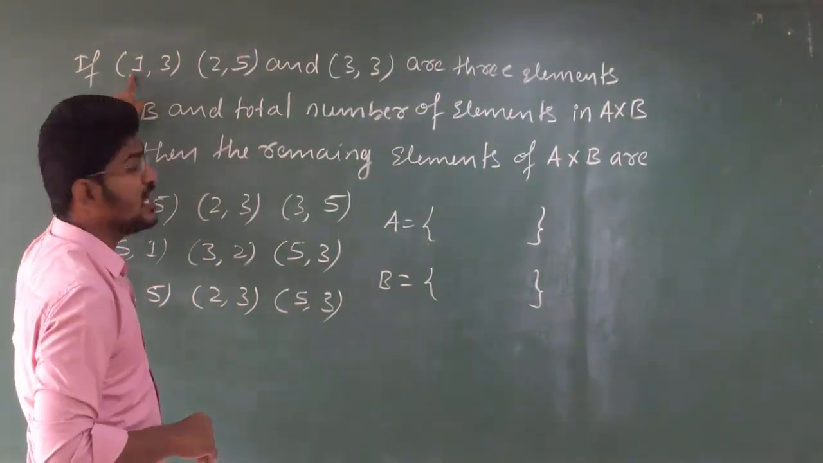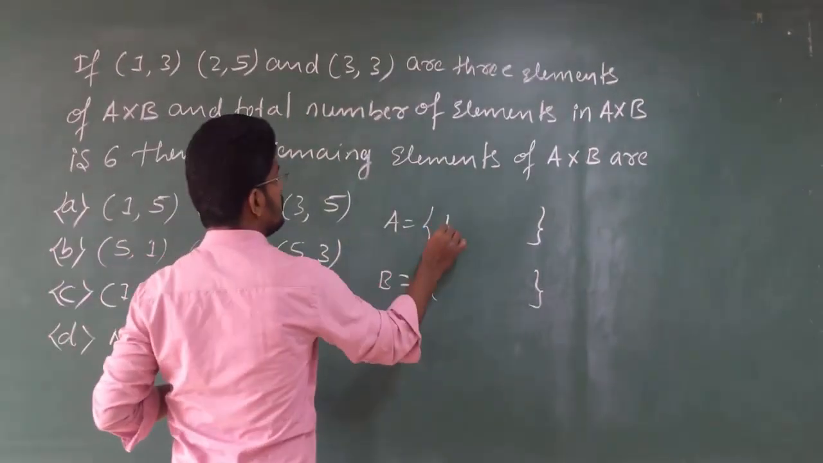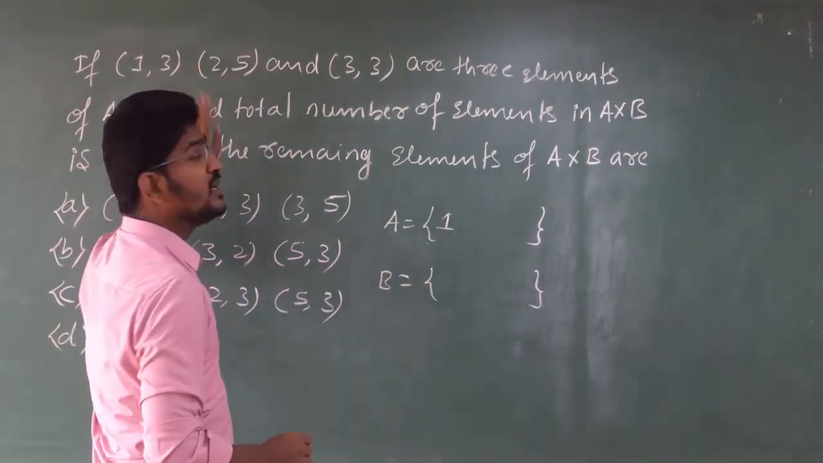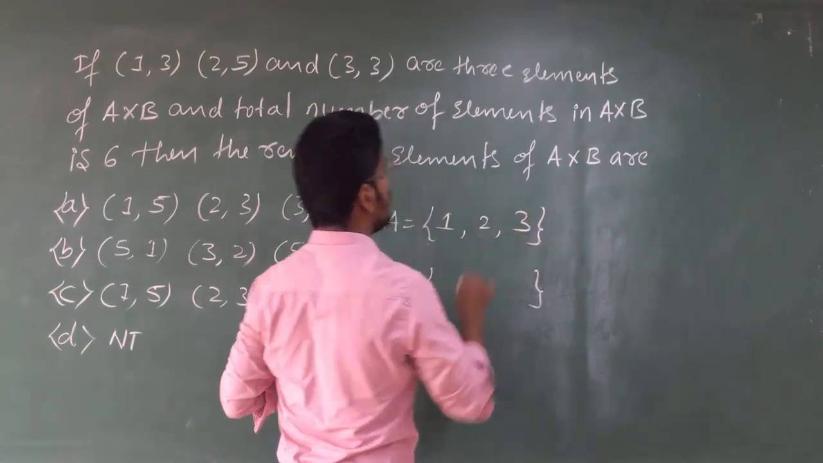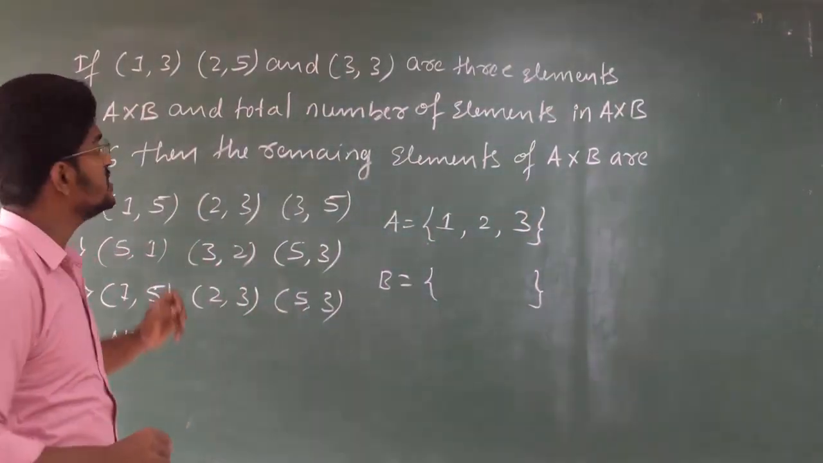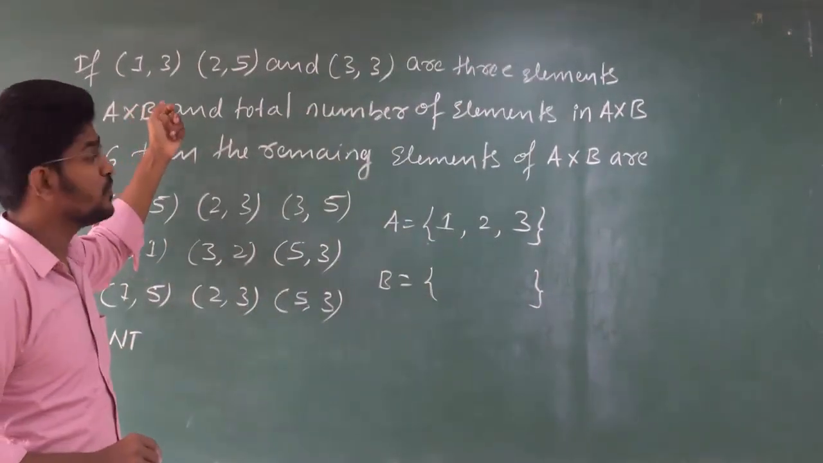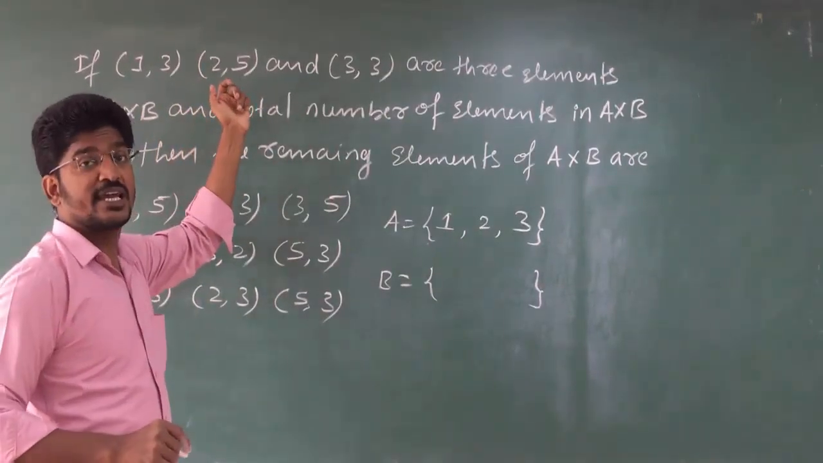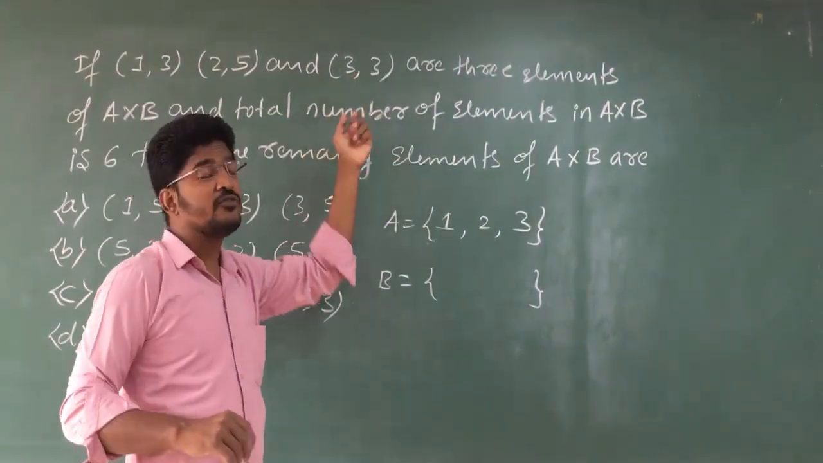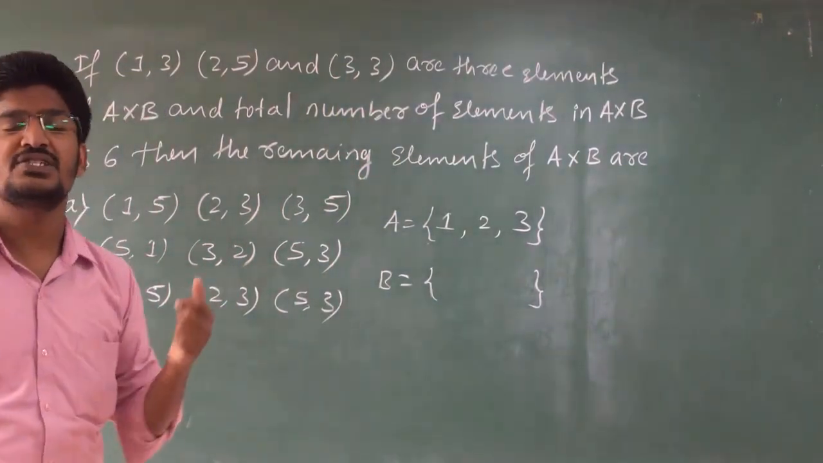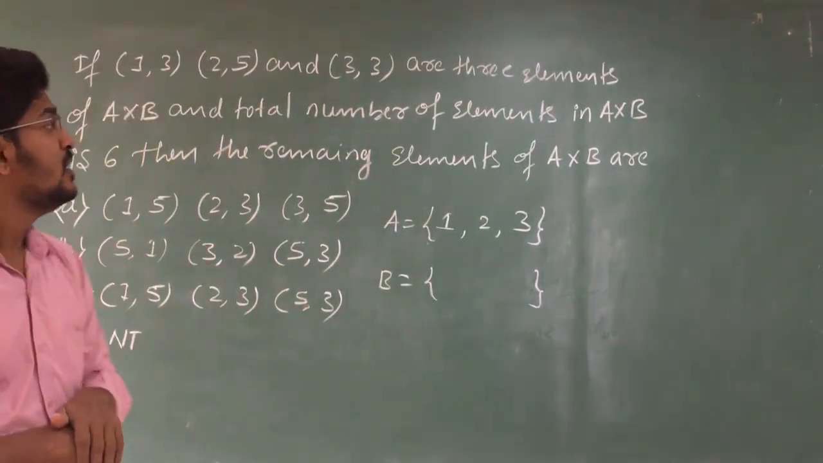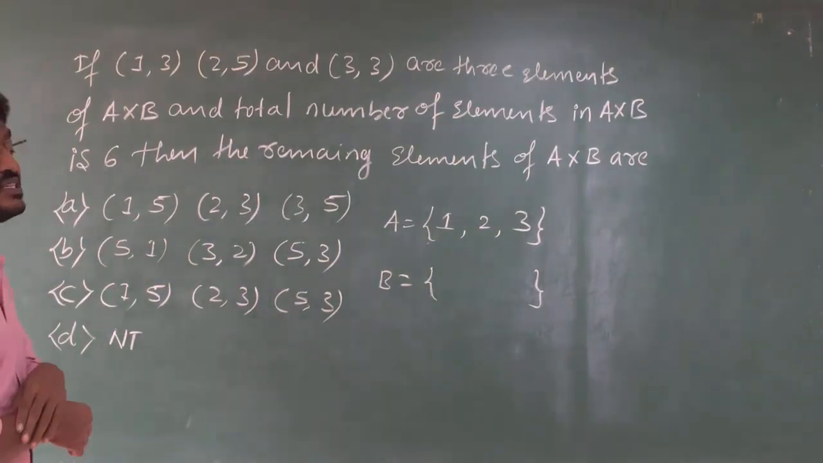So here the first element is 1, the second element is 2, and the third element from the third order pair is 3. That means the first element from the first order pair is 1, the first element from the second order pair is 2, the first element from the third order pair is 3. So 1, 2, 3 are the three elements of the set A. Clear? Now from the set B, what are the set B elements?